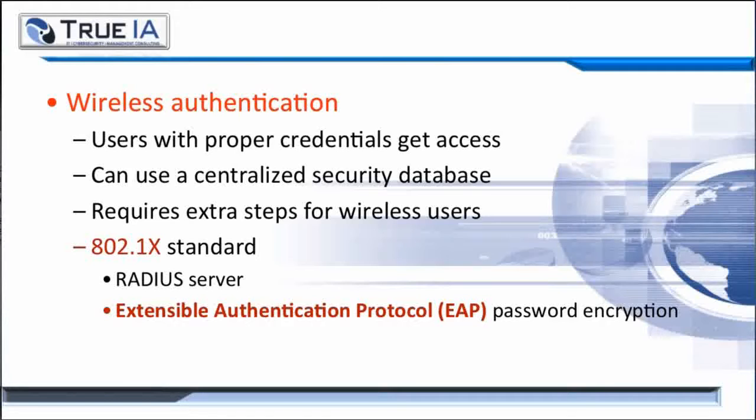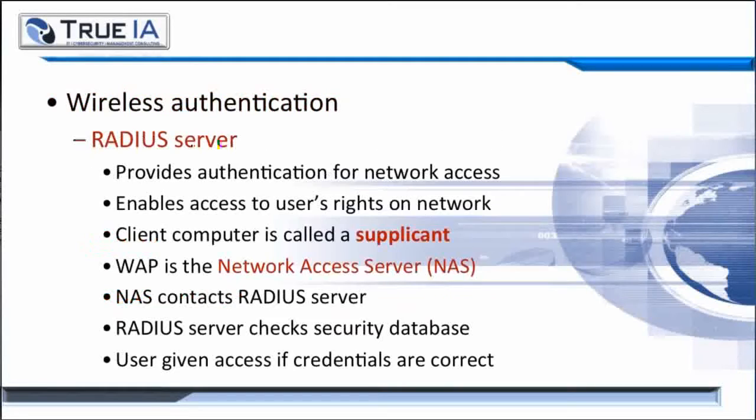With 802.1x, you're going to need two pieces. First, a RADIUS server. That RADIUS server is going to be using EAP, or the Extensible Authentication Protocol. That is what's going to handle your user's password encryption. The RADIUS server is going to provide authentication for your network. It enables access to users and their rights on the network.